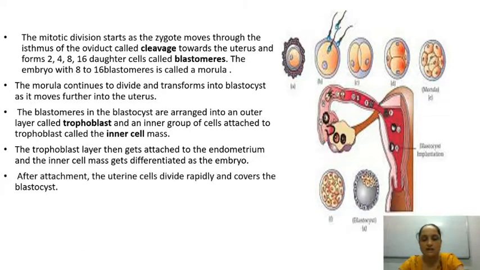Next thing, after attachment, the uterine cells divide rapidly and cover the blastocyst. Why is it going to divide rapidly and cover the blastocyst? Actually, it is going to be embedded inside.